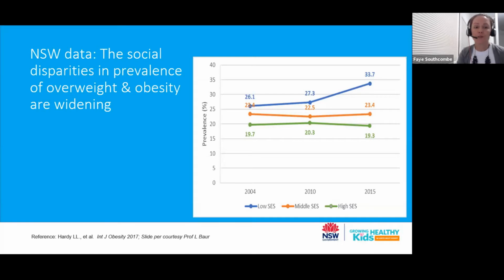All right, so New South Wales data looking at the social disparity in the prevalence of overweight and obesity also gives us an insight into what might be some of the impacts in Southwestern Sydney LHD. On the chart, you can see that those in the lowest quintile for socioeconomic status have an increasing prevalence of obesity over time, and that this increase is getting greater over time.